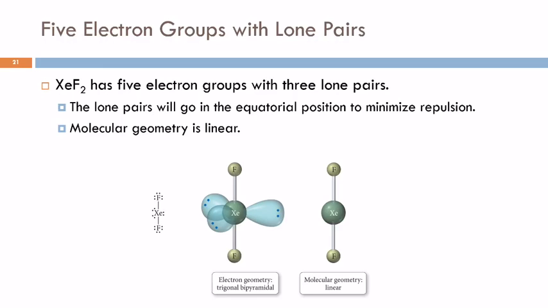So the lone pairs are the bullies. Yeah, lone pairs are the bullies. They take up more space. They hog. It's like, I want the biggest seat, and you go sit in the squishy seat, right?